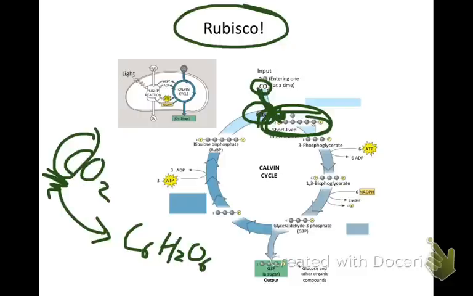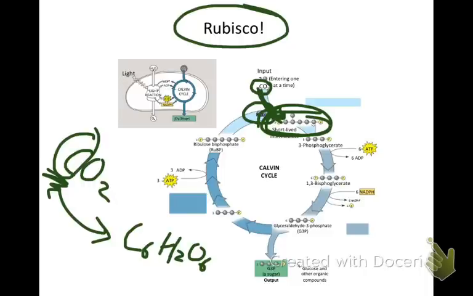And the reason why I'm even bringing it up is because scientists estimate that rubisco might be the most abundant protein, because remember, this enzyme is a protein. Rubisco might be the most abundant protein in the world.